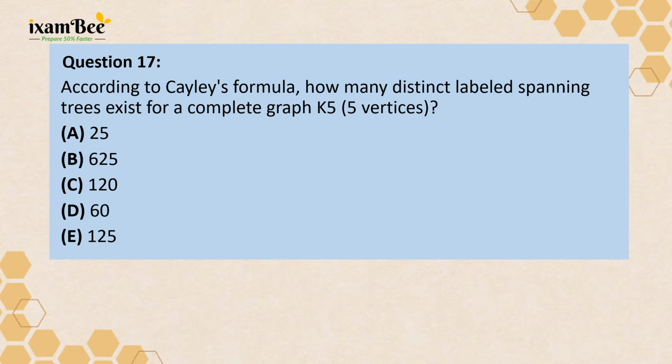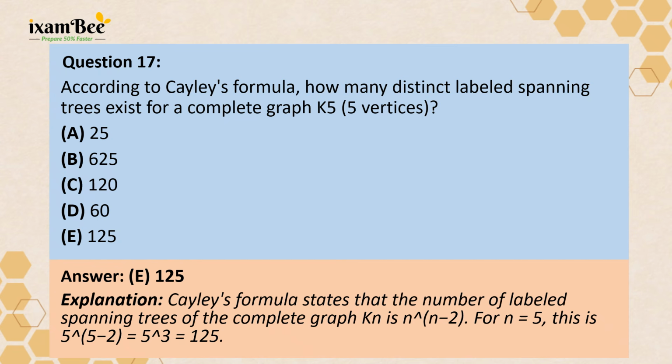According to Cayley's formula, how many distinct labeled spanning trees exist for a complete graph K5 with 5 vertices? Now, Cayley's formula states that the number of labeled spanning trees of the complete graph Kn is n to the power n minus 2. For n equal to 5, this is 5 to the power 5 minus 2, which is 5 to the power 3, which is equal to 125. Hence, the answer here is option E, which is 125.